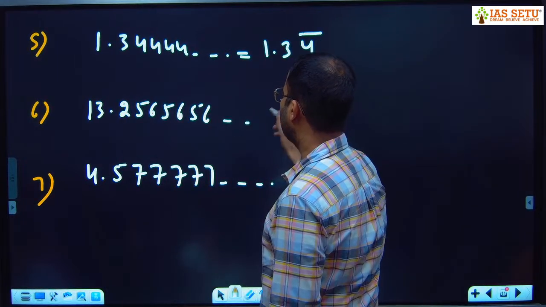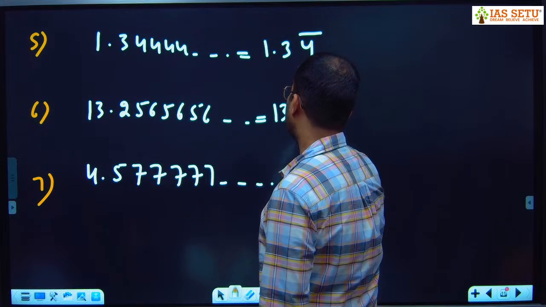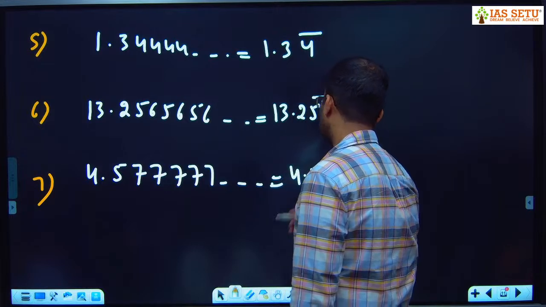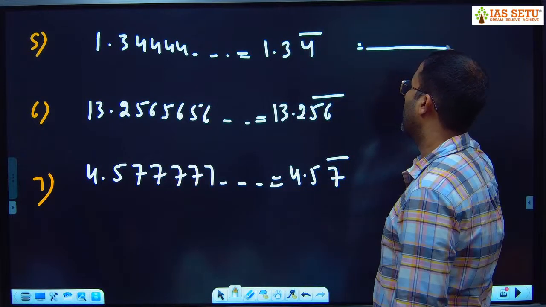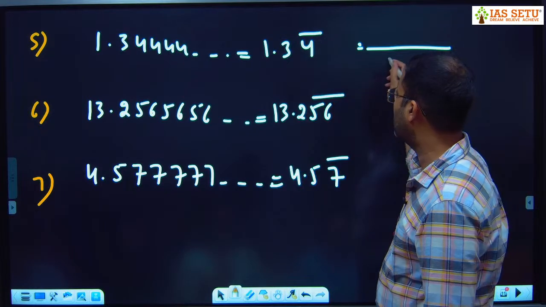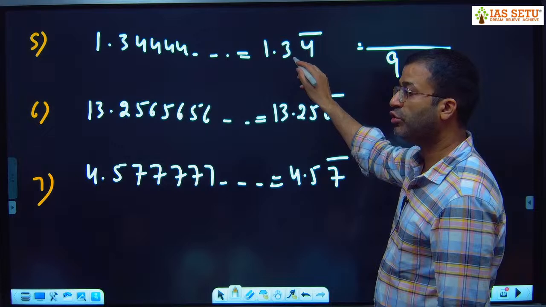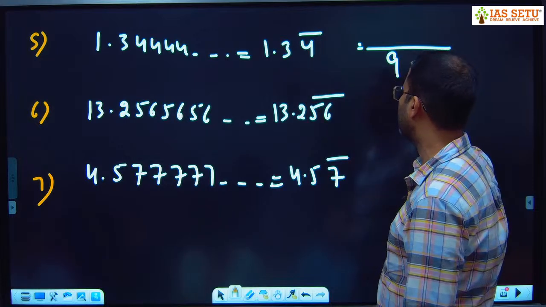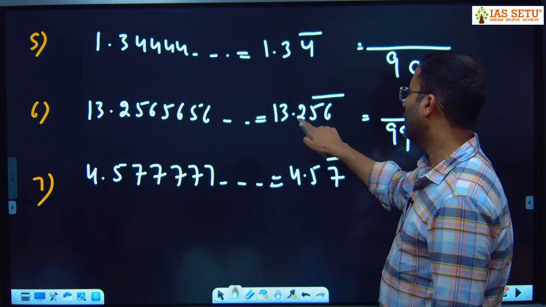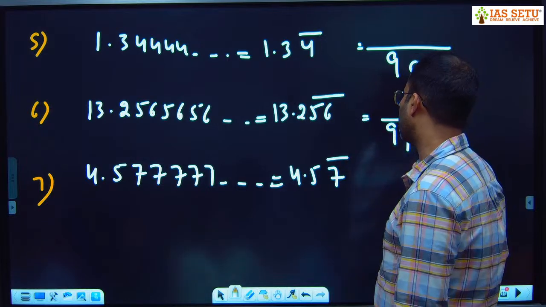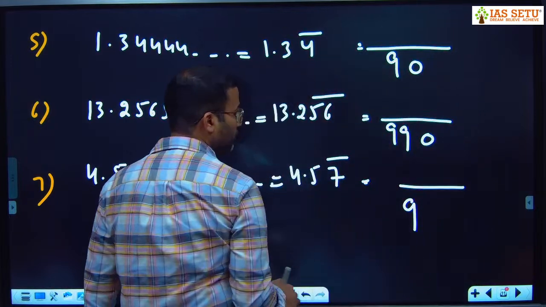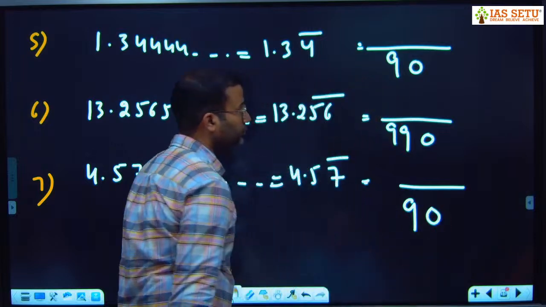1.3 bar on 4, 13.2 bar on 56, 4.5 bar on 7. Denominator first: as many 9s as many digits under the bar, and as many 0s as many digits between decimal and recurring part. In the first question, 1 digit in the bar, so 9, 1 digit between decimal and recurring part, so 10. Second question, there are 2 digits in the bar, double 9, there is 1 digit between decimal and recurring part, 10. Third question, 1 digit on the bar, 9, 1 digit between decimal and recurring part, 10.